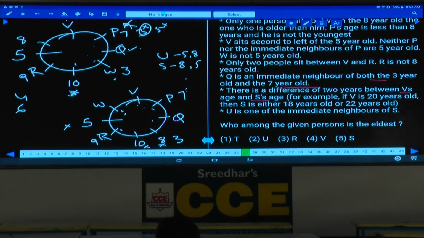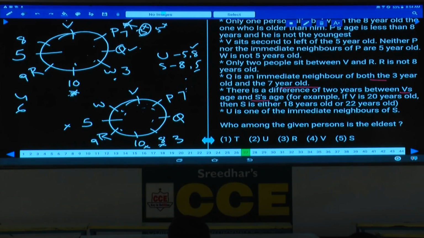Now between 4 and 6, now the age of U and S and V and S. V and S must differ by 2 years. Now if S is 5, this S can be either 5 or 8. If S is 5, U will be 8. If S is 5 and U is 8, then the age of V must be either 3 or 7, which is not possible because the difference between these two is only 2 years. Hence S cannot be 5. As S cannot be 5, then U cannot be 8, isn't it?